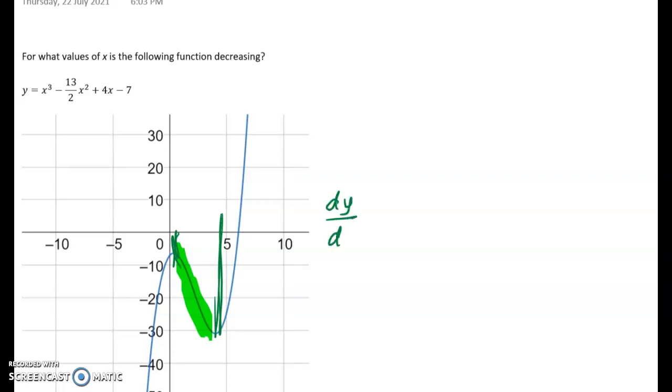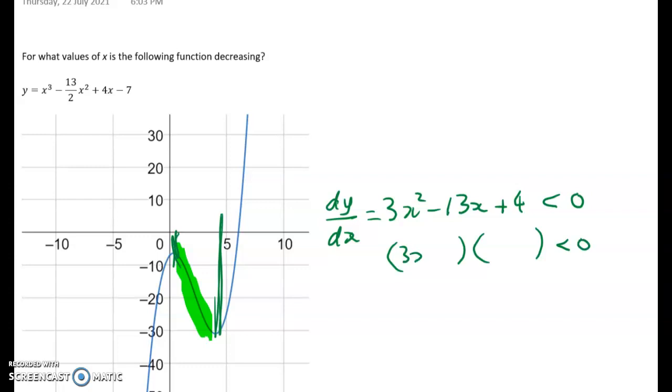So dy by dx is equal to 3x squared minus 13x plus 4. And that has to be negative. We can try and factorize this. So we get 3x here and x here. I've got a plus here and a minus here. So it's going to be a minus, minus. I'm going to try 4 and 1. Right, so 3x squared, that works. Minus x minus another 12x plus 4.